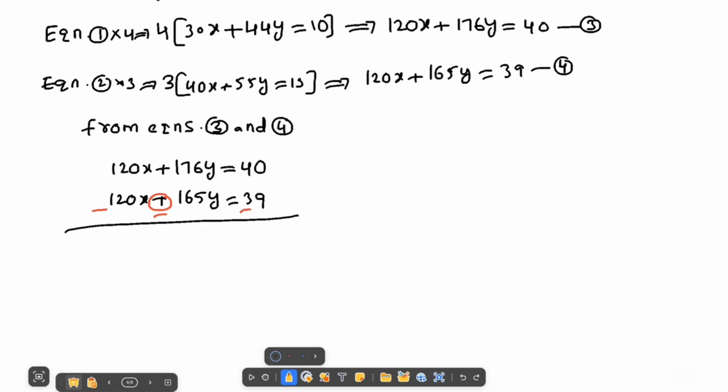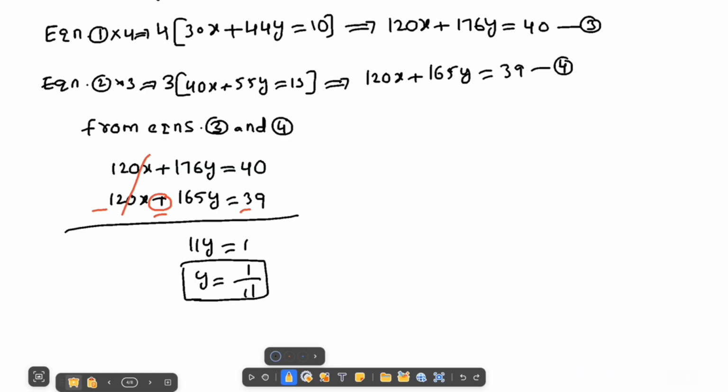Now add. 120x minus 120x gets cancelled. Next, 176y minus 165y, how much will it be? 11, right? Now 11y is equal to 40 minus 39, which is equal to 1. Send 11 to the right side. Now y is equal to 1 by 11.